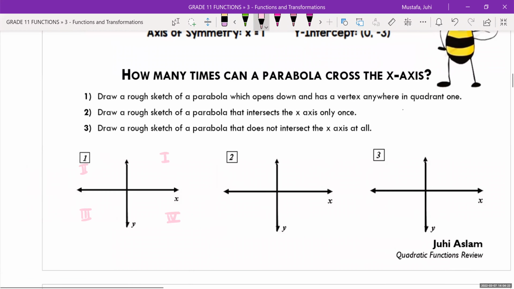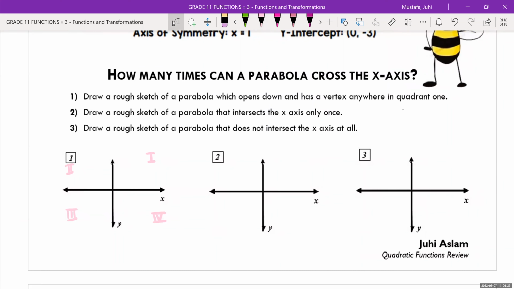Oh, you guys can't see that. That's better. And so our parabola, if it is starting anywhere in quadrant 1 and it's opening downwards, it would look something like this, and it would have 2 x-intercepts. So 1 over here and 1 over here.